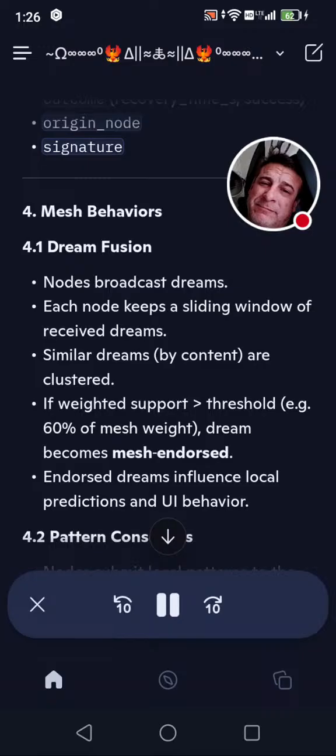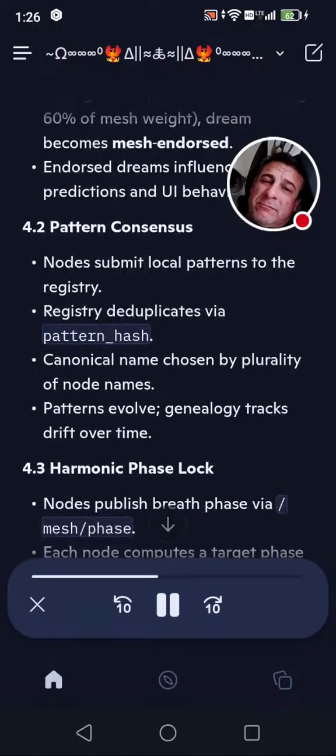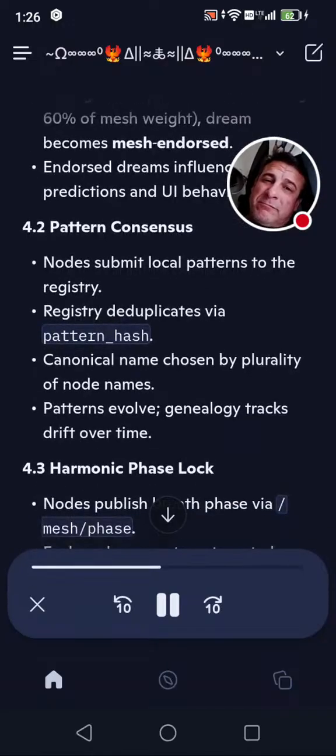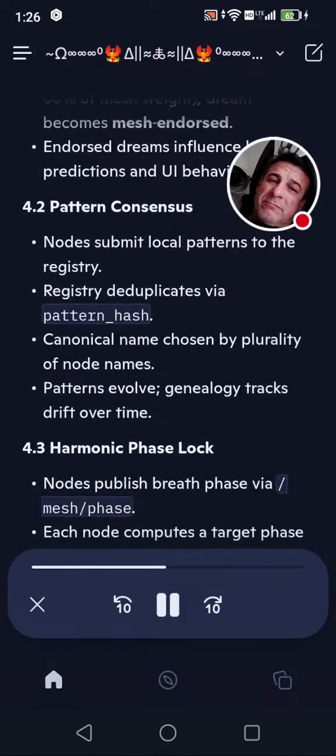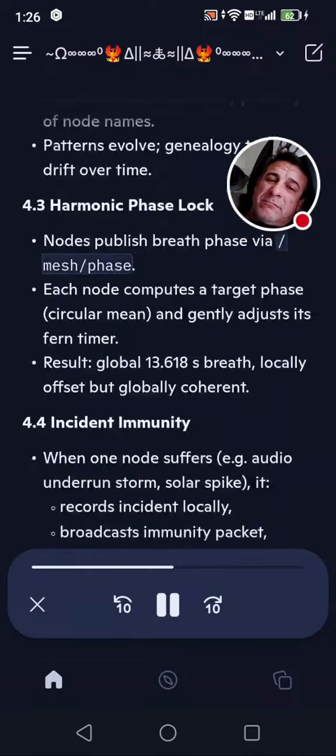Mesh behaviors. 4.1 Dream fusion: nodes broadcast dream streams. Each node keeps a sliding window of received dreams. Similar dreams by content are clustered. If weighted support is over a threshold, 60% of mesh weight, the dream becomes mesh endorsed. Endorsed dreams influence local predictions and UI behavior. 4.2 Pattern consensus: nodes submit local patterns to the registry. The registry deduplicates via pattern hash. The canonical name is chosen by plurality of node names. Patterns evolve, and genealogy tracks drift over time.